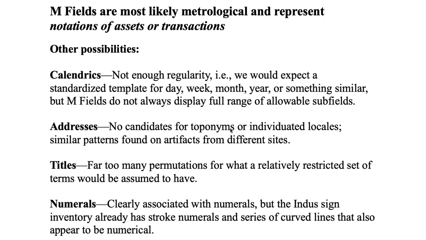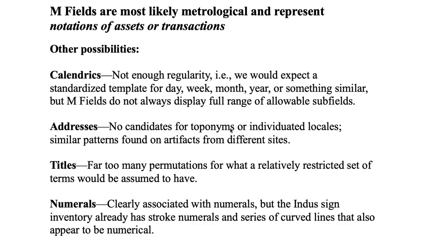But what about the other possibilities? Well, calendrics is one that's been suggested more than once. But the problem with the idea of calendrics is that there's not enough regularity. In other words, we would expect a standardized template for day, week, month, year, or something like that. But M fields frequently do not display the full range of allowable subfields, and in fact sometimes only show one subfield, and that kind of thing. So it's hard to see how that could square with any conceivable calendric system. Okay, so that pretty much eliminates calendrics as a reasonable possibility.